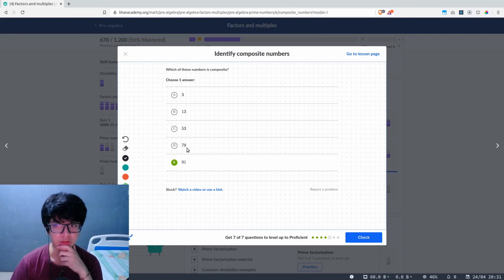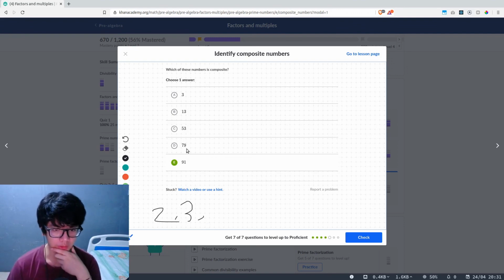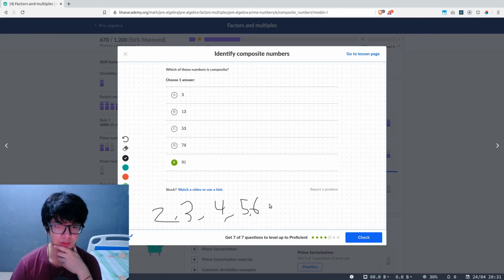This is 16. Right. It's not divisible by 2, no. By 3, no. 10, 16, how about 4? No, not as well. 4, 5, no. 6. Is it possible by 6? No. How about this one? 66, no, not as well. How about 7? 70, 77, no.